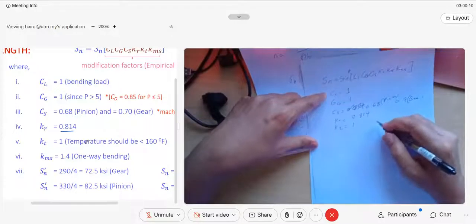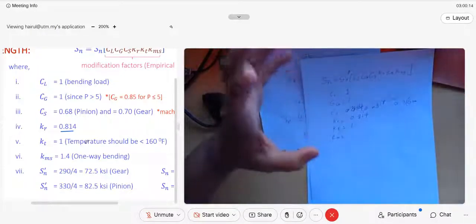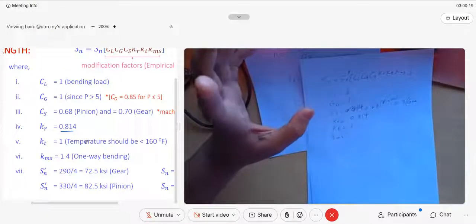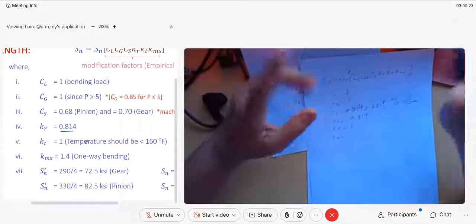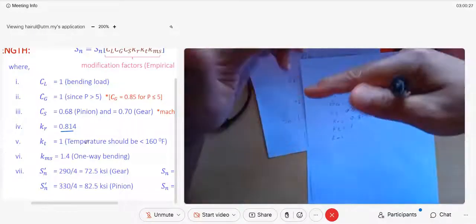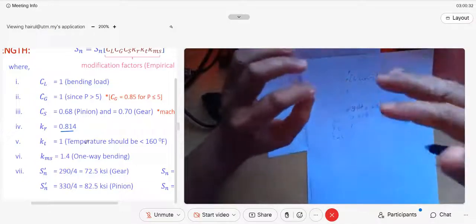Then we have KMS, for the pinion and gear. It's not an idler gear, so it's just one-way bending. Remember, KMS for pinion and gear, not idler, is 1.4. For an idler it is 1, because they have two-way bending. Because idler gear has positive and negative bending, so the mean is 0, so KMS is 1.